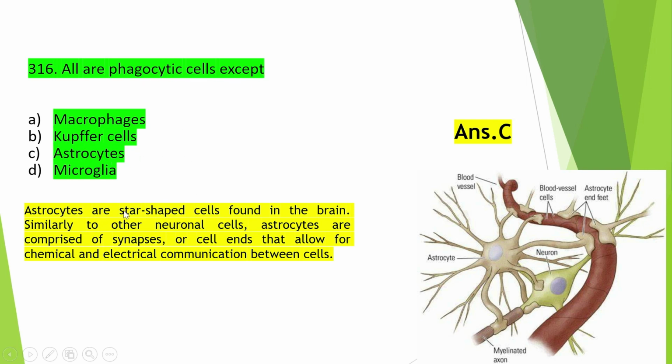And these astrocytes are star-shaped cells found in the brain. Similar to other neuronal cells, astrocytes are comprised of synapses or cell ends that allow for chemical and electrical communication between cells. Okay, so these are the astrocyte cells, which are found in the brain, or neurons more specifically.